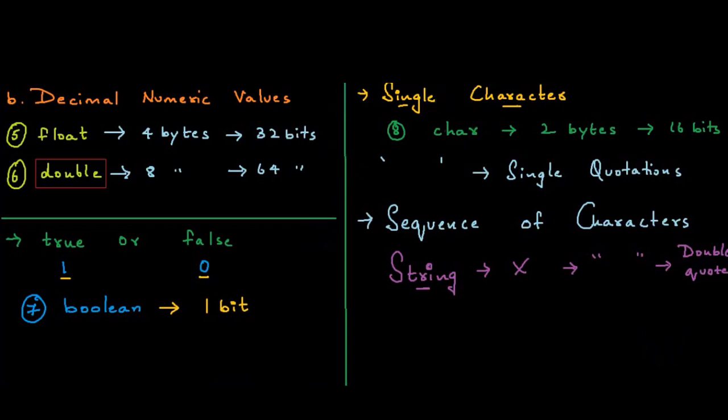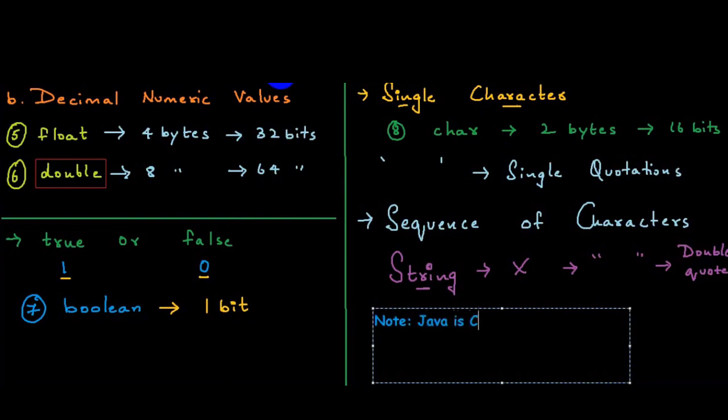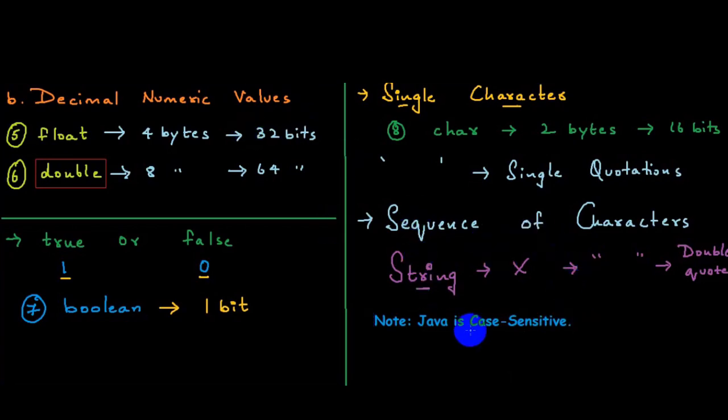Now, there is one important note that everyone should understand. What is that note, sir? Java is case sensitive. I told you this point, right? Sir, what do you mean by case sensitive? Lowercase characters are not equal to uppercase characters. Lowercase a will have a different meaning and uppercase A will have a different meaning. They are not the same. Similarly, lowercase p is not equal to uppercase P. Why? I will talk about it in detail later.